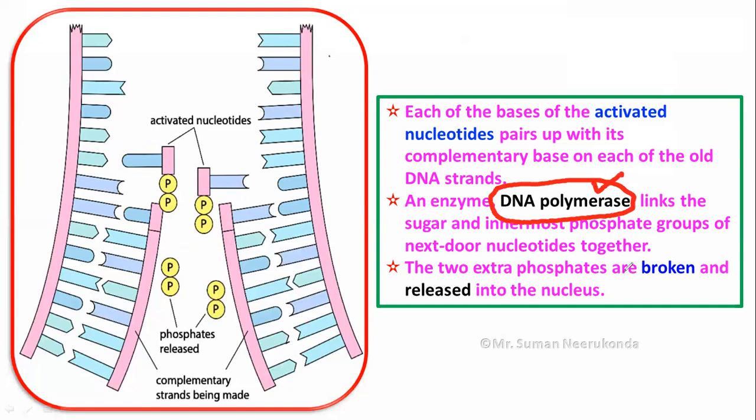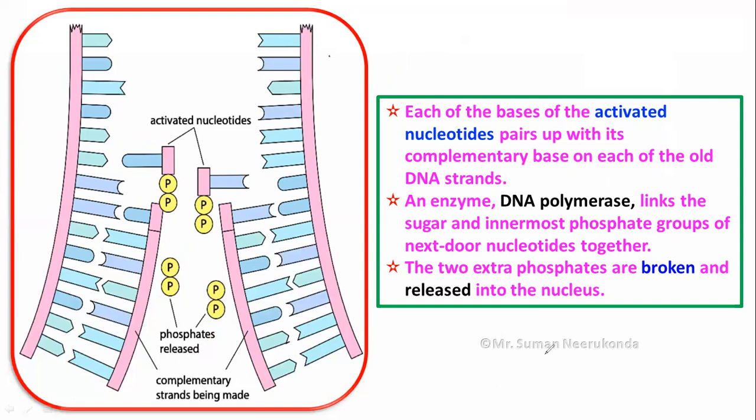So the two extra phosphates, when the sugar is joined, will be broken apart. They will be released again back to the nucleus. You can see that they are releasing now back to the nucleus again. What we need over here is one phosphate. Why? Because the nucleotide is basically this in the structure.